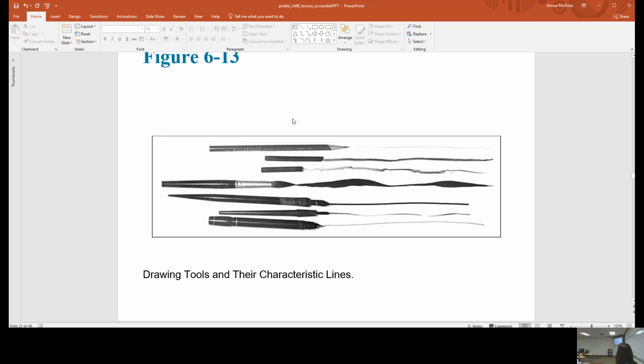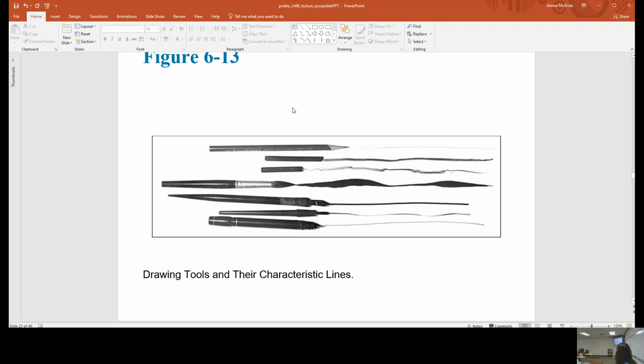They can also go up in size to something called a 9B, which will make a solid black line with graphite, which is kind of cool. It's very, very soft, and it has a very thick lead inside of it.